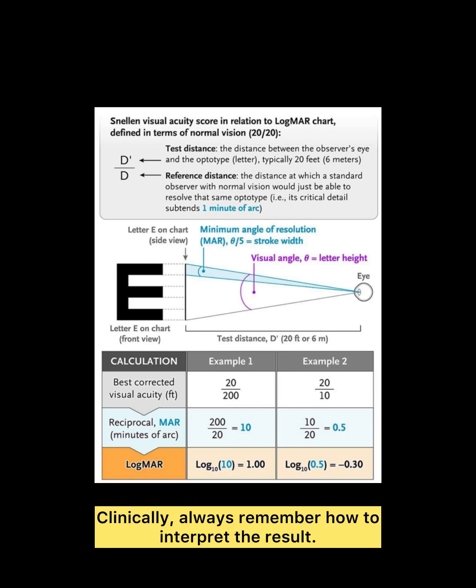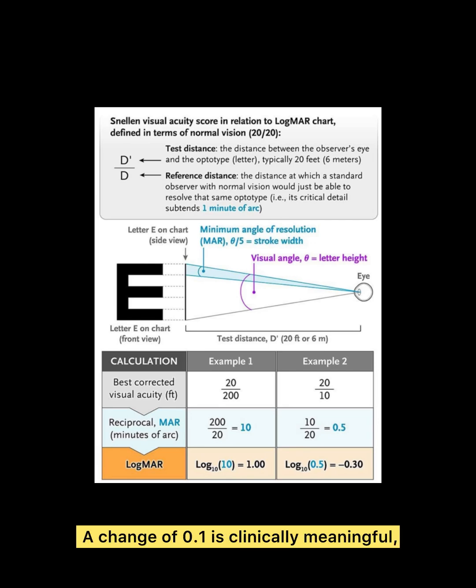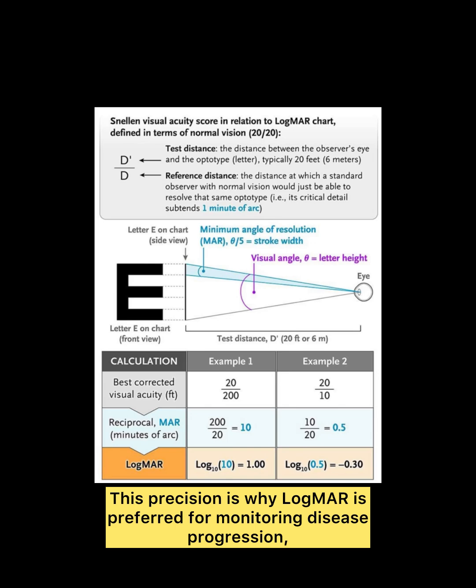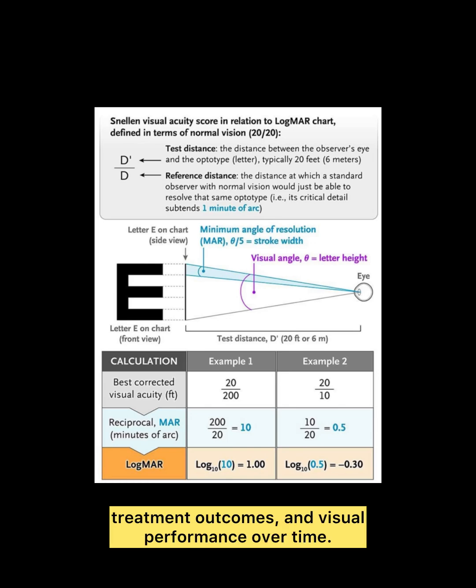Clinically, always remember how to interpret the result. Lower LogMar values mean better vision, and higher LogMar values mean poorer vision. A change of 0.1 is clinically meaningful, representing one line difference. This precision is why LogMar is preferred for monitoring disease progression, treatment outcomes, and visual performance over time.